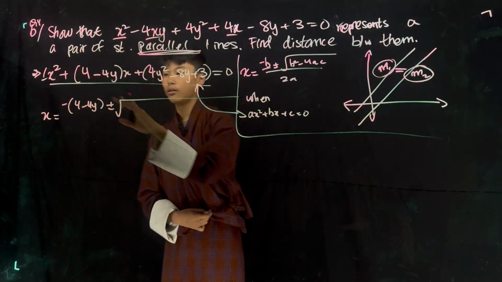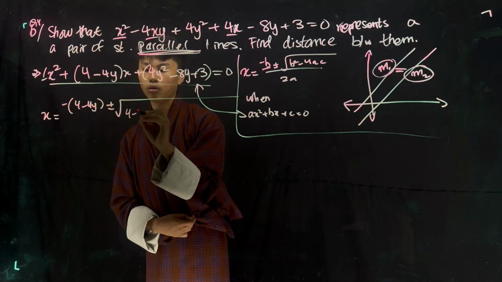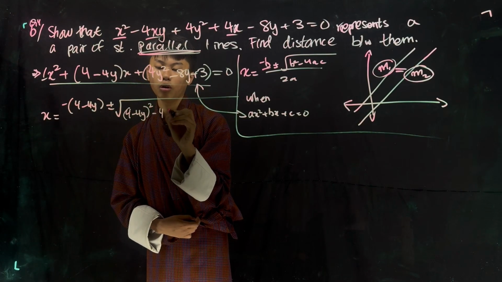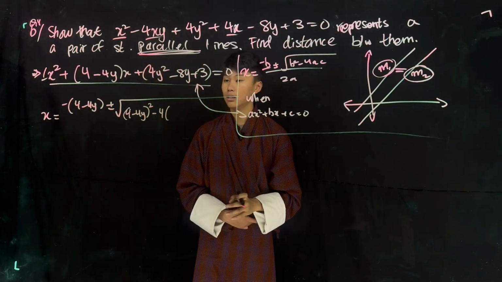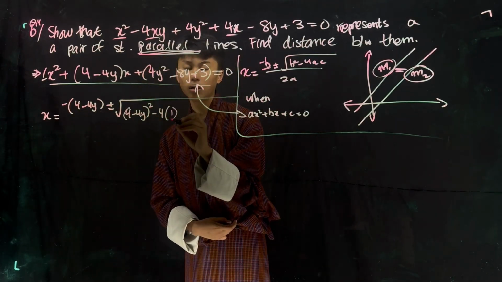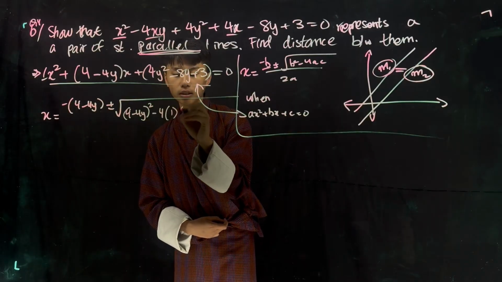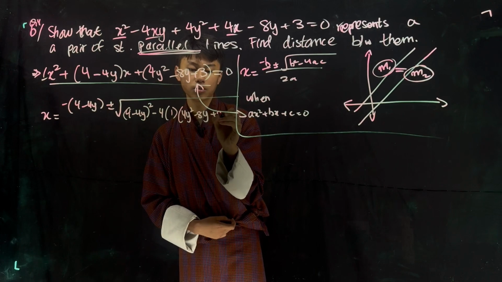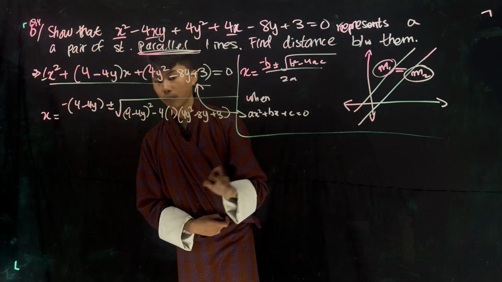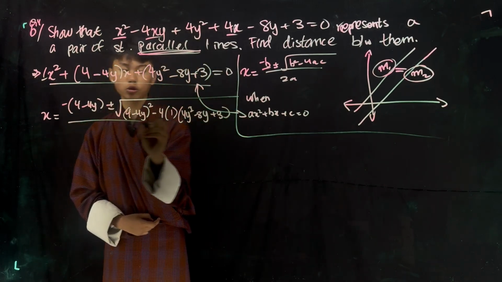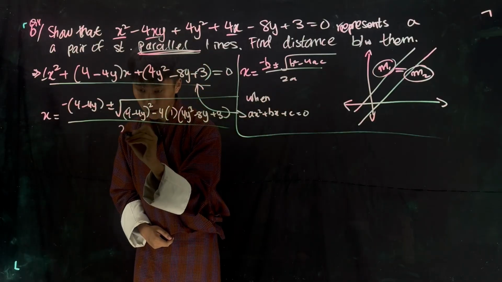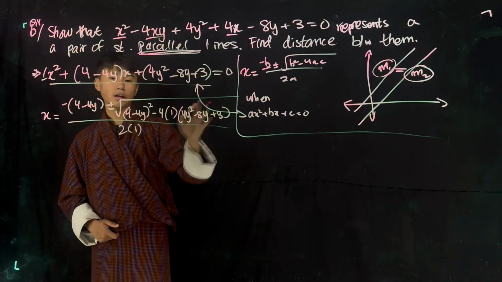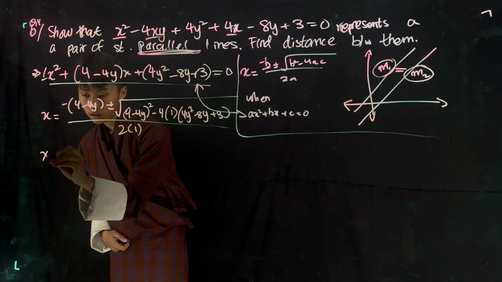What is b square? B square is 4 minus 4y whole squared minus 4 of, what is the value of a? The value of a is 1. What is the value of c? The value of c is 4y square minus 8y plus 3. Okay, whole divided by 2a. Now what is the value of a? The value of a is 1. So okay, we have plugged in all of the values into the quadratic formula.